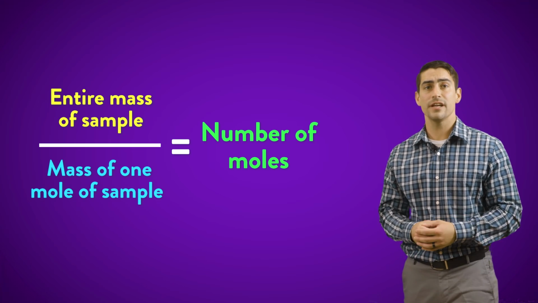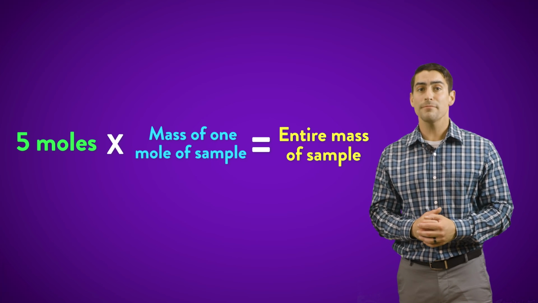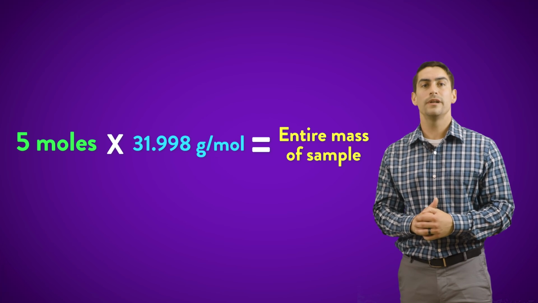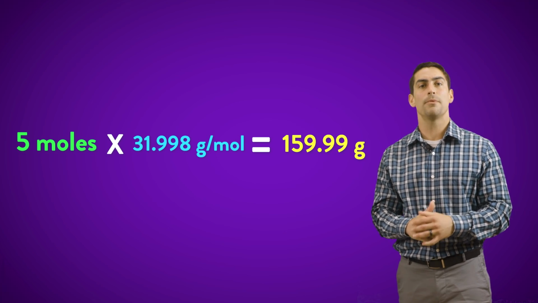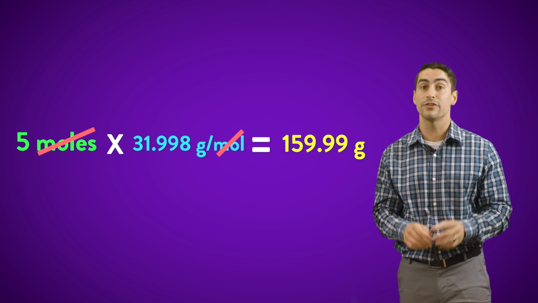And if we instead knew that there were 5 moles of the substance, we could solve for the total mass. 5 moles multiplied by 31.998 grams per mole would give us a total mass of 159.99 grams. Once again, watch out how these units cancel out to leave us with grams. And that's stoichiometry, a very simple formula with a bonus mini math game hidden inside it.